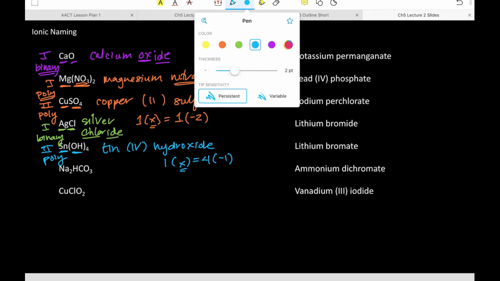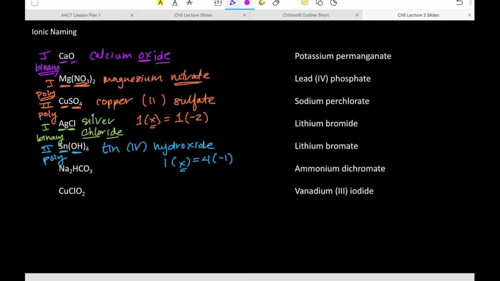All right, next up, we've got sodium and this polyatomic ion. So type 1, because sodium comes from group 1 with an invariant charge. We've got HCO3, which is a polyatomic ion. So this is going to be sodium, and the name of that is bicarbonate. You could just as well call it sodium hydrogen carbonate, and that would be fine also.